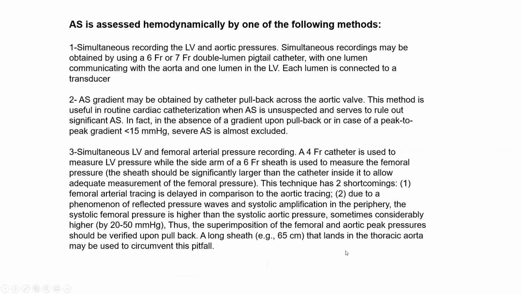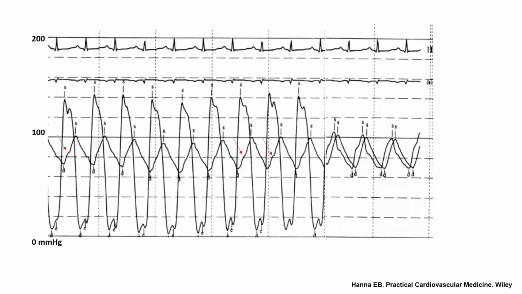And this slide here is for you to read; it summarizes the 3 techniques I described. Again, the pullback is mainly used to exclude AS when your peak to peak pullback gradient is less than 10 to 15 millimeters of mercury. Any questions so far?